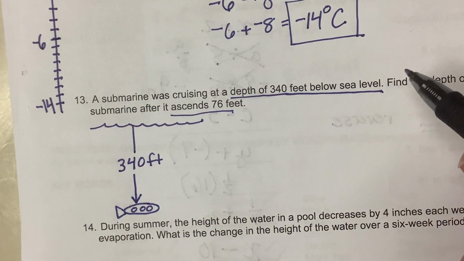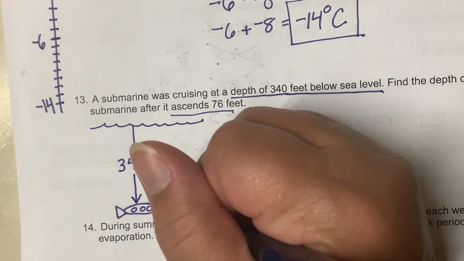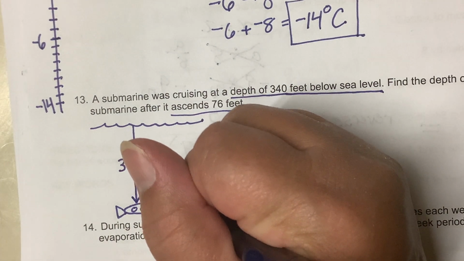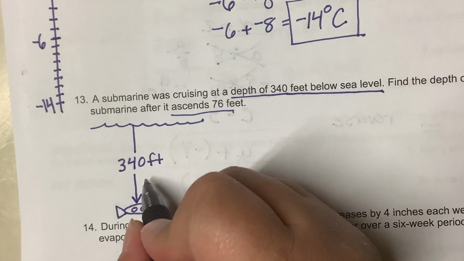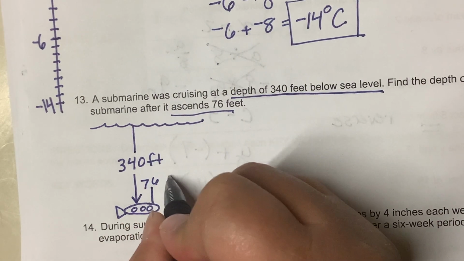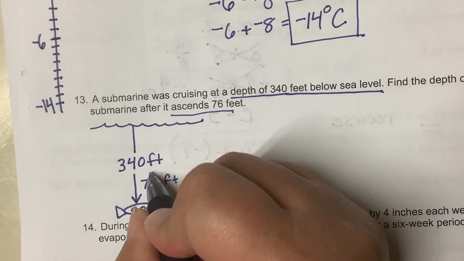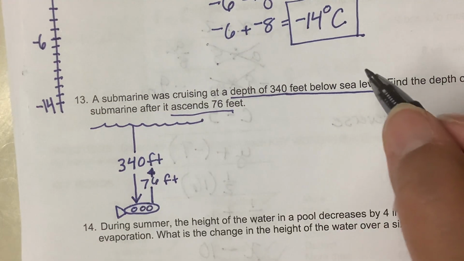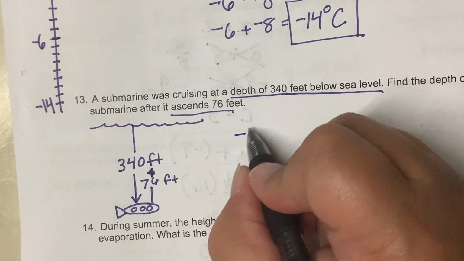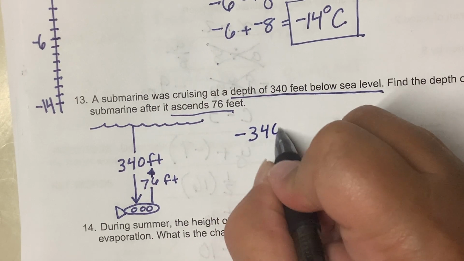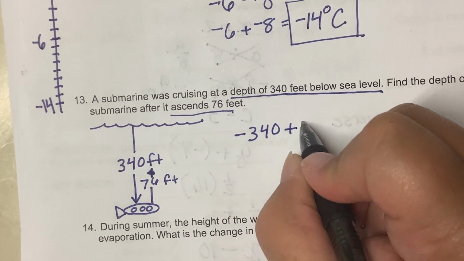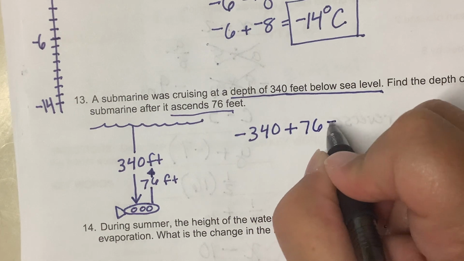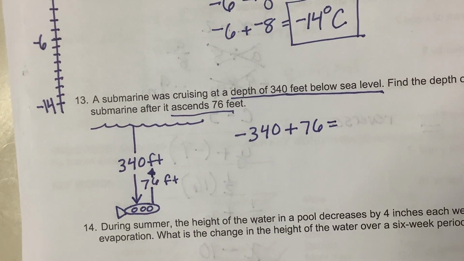Now it's going to ascend. Ascend means to go up. So it's going to go up 76 feet. Okay, now I got to find out where it is. It went down and then it went up. So down is -340. Up is +76. So where is it at now?